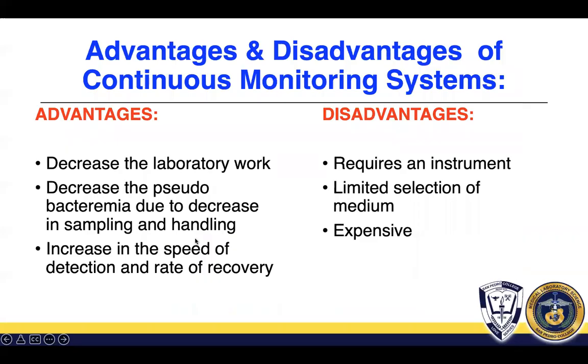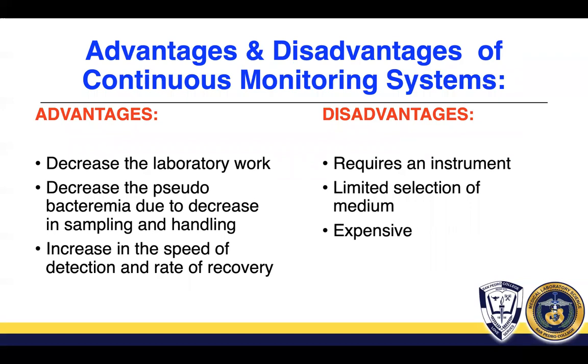Now, what are the advantages and disadvantages of continuous monitoring systems like the BacTec and the BacT-Alert? Of course, there's decreased laboratory work. The lab work is more efficient. There's an automated machine in the lab that cuts our workload. It decreases the cases of pseudobacteremia because there's a decreased number of sampling and handling. And of course, it increases the speed of detection and rate of recovery.